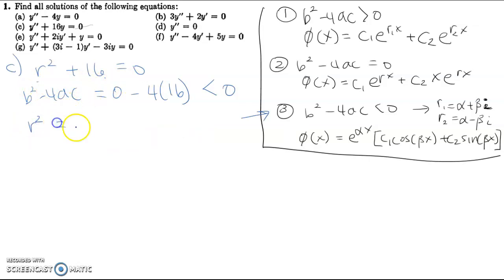Alright, so now actually solve for r. r squared equals negative 16, because I can subtract 16 from both sides, and then square root both sides. And of course, square rooting comes with plus and minus.